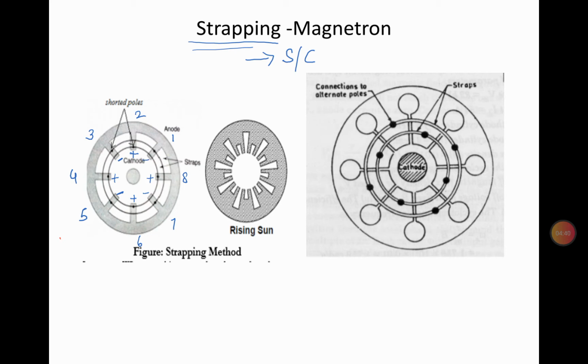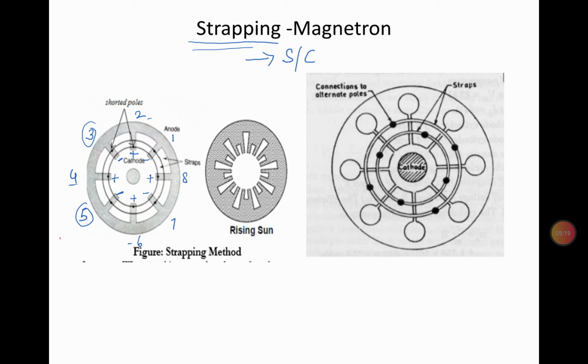If you observe, you have the alternate ones as positive and the alternate ones as negative, meaning to say all the even numbered anode poles are in phase with each other, and all odd numbered poles are in phase with each other, and the even numbered anode poles and the odd numbered anode poles are out of phase with each other. So what is strapping doing? Strapping is going to short circuit the even numbered poles and the odd numbered poles.